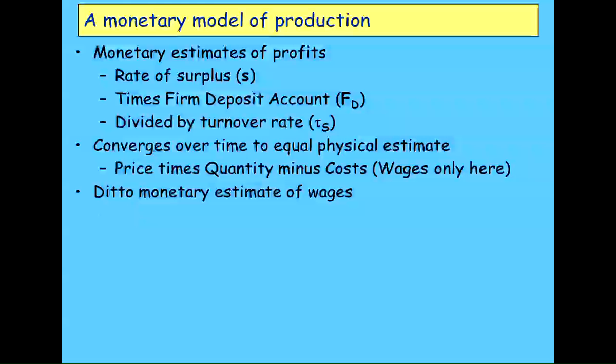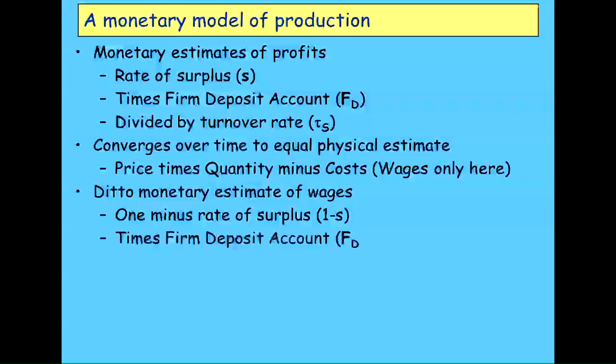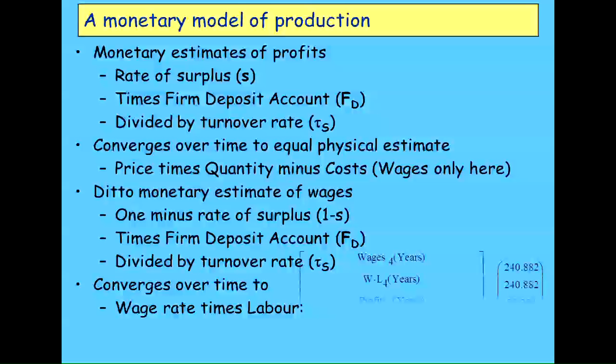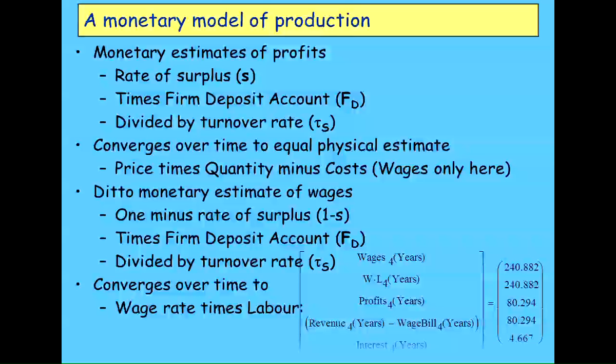And also the monetary estimate of wages converges to the monetary value of wages. The wages in the monetary system is (1 minus S) multiplied by FD divided by tau S, the turnover rate. The physical value says it's wages, the money wage rate, multiplied by how many workers you employ. And that also converges over time. So all these things are consistent. The monetary model and the physical system are consistent.